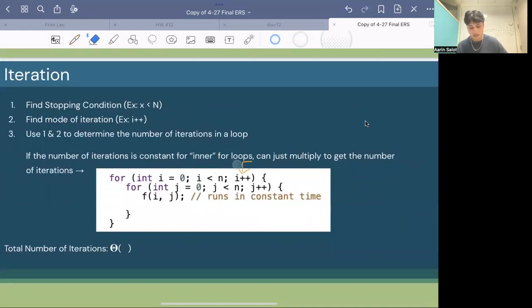A really useful trick for iteration problems is that if the number of iterations in your inner for loop is constant, then you can just multiply the number of iterations in the outer and inner for loops to get the total number of iterations. For example, in this inner loop over here, we see that j is always going from 0 to n, no matter what the value of i is. So we know that there are n iterations on the inner loop.